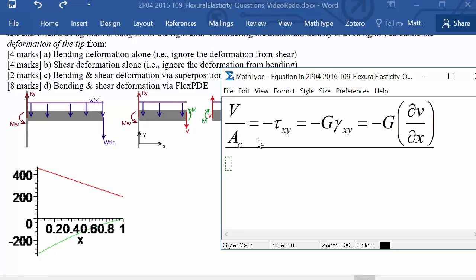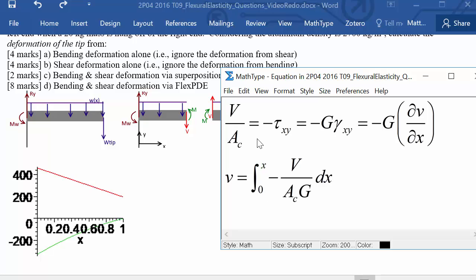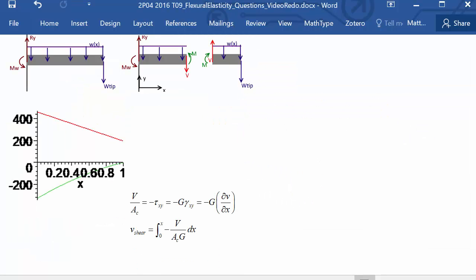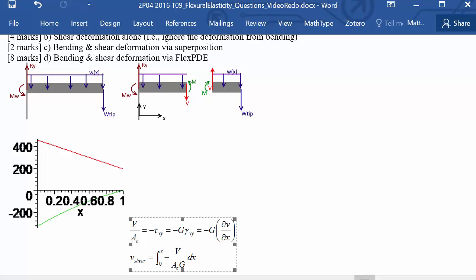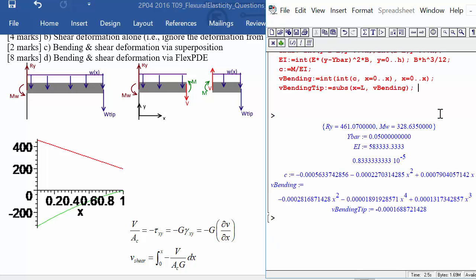Okay, so then what we need to do is basically solve this for how V depends on the shear force. So what we get is that V is equal to the integral of negative V over AC times the shear modulus dx from 0 to x. Okay, and this would be the displacement just from the shear force. Cool. So with that theory behind us, we can go and calculate it.